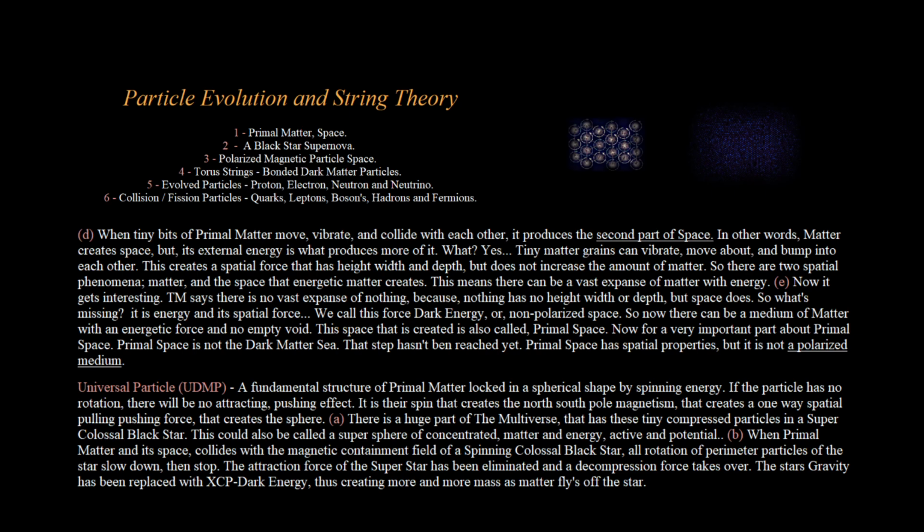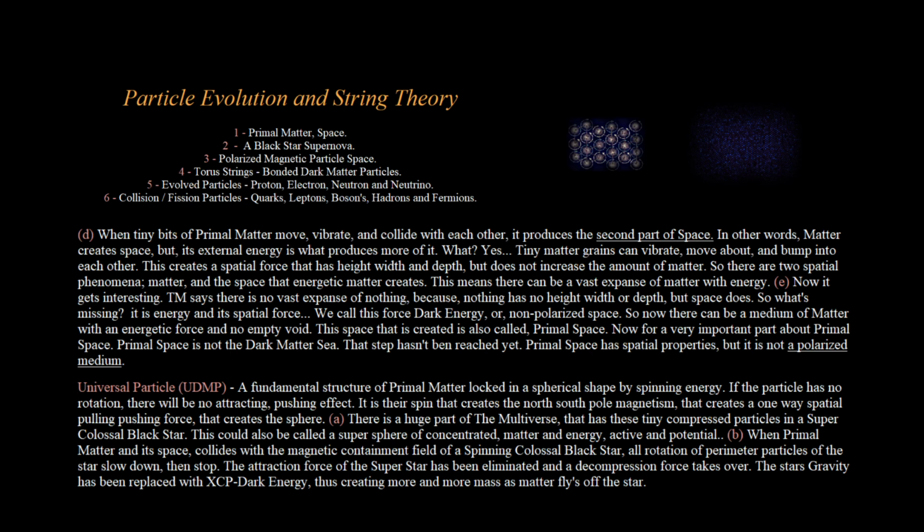Now for a very important part about primal space. Primal space is not the dark matter C. That step hasn't been reached yet. Primal space has spatial properties, but it is not a polarized medium. Universal dark matter particle, UDMP: a fundamental structure of primal matter locked in a spherical shape by spinning energy. If the particle has no rotation, there will be no attracting, pushing effect. It is their spin that creates the north-south pole magnetism, that creates a one-way spatial pulling-pushing force, that creates the sphere. There is a huge part of the multiverse that has these tiny compressed particles in a super-colossal black star.